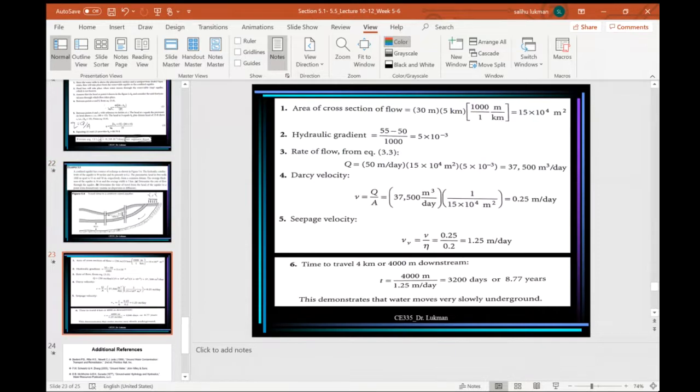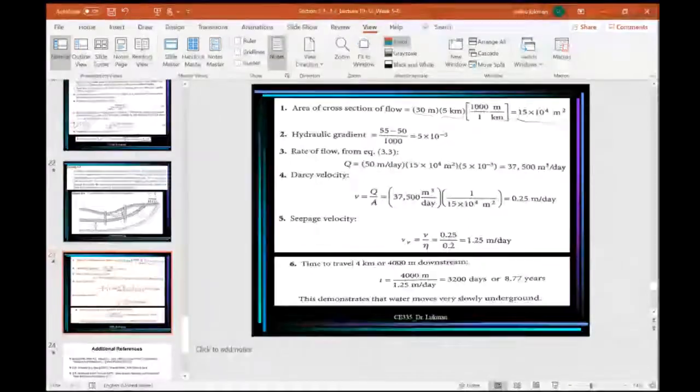So now, we were given the width and the thickness of the aquifer. So the area of cross-section of flow is determined to be 30 times 5 kilometers. We are converting the kilometers to meters here. So this is the area of cross-section. And then the hydraulic gradient, which is simply H1 minus H2 divided by L, is determined here using the height of water within the wells.